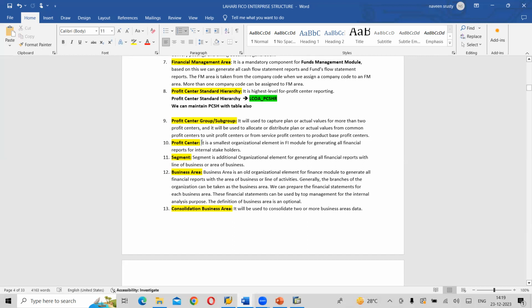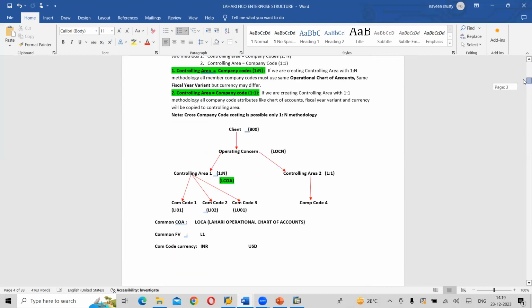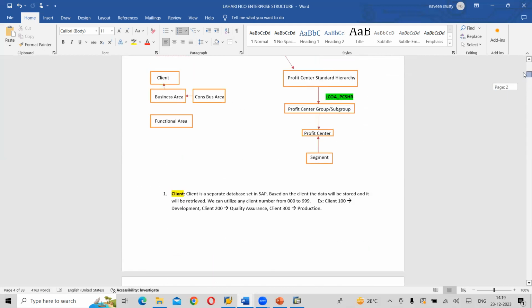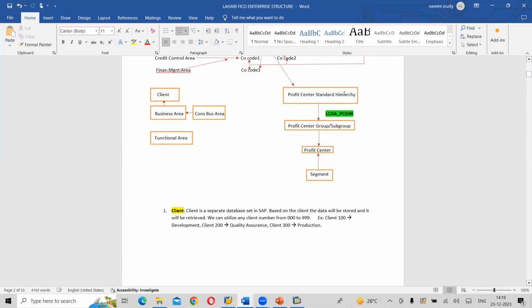So how will the structure be? First we will create a parent, that is nothing but your profit center standard hierarchy. Under that, we will create groups if we have any. It's optional; if you don't have any group, you can directly create a profit center. If we have groups, we create subgroups under them, and under that, the profit center. Segments will be linked to the profit center.